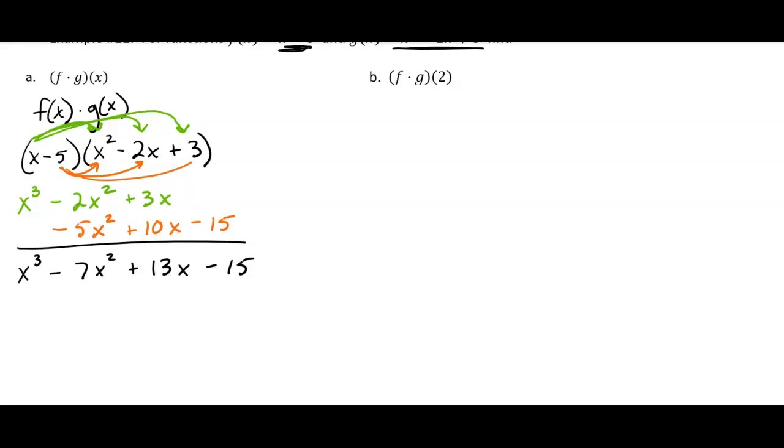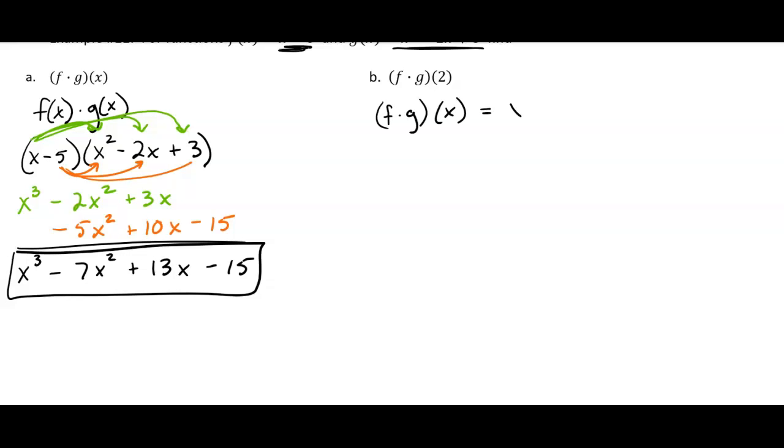So if I multiply the two polynomials, the two polynomial functions, I get this new function, and here it is. I don't have room to write f times g of x equals that, but that's what it is. All right, so now we know f times g of x, I'll do it over here, is equal to x cubed minus 7x squared plus 13x minus 15.